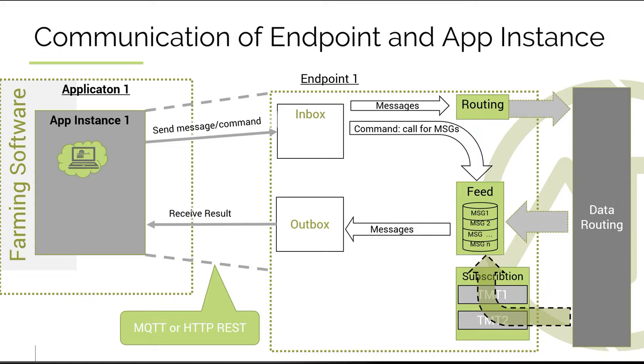Again, if you use HTTP REST, you have to poll your outbox for new results. If you use MQTT, the message will directly be published to your app instance, so to your MQTT client.